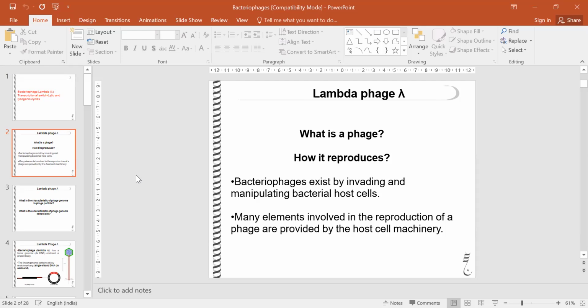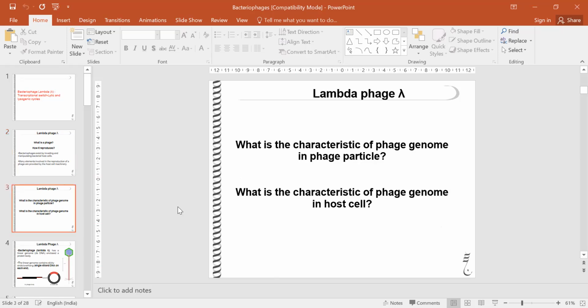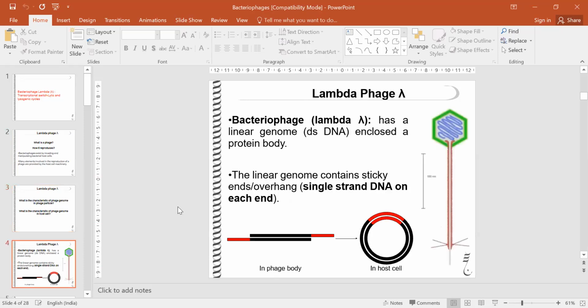Once they infect the specific bacteria, they can take the whole machineries, like all the transcription, translation, even DNA replication. The whole machinery they take from the bacteria, and they are going to multiply and propagate. So what are the characteristic features of the phage genome present in the phage particle, and what are the characteristics of the phage genome in the host cell? So there are differences.